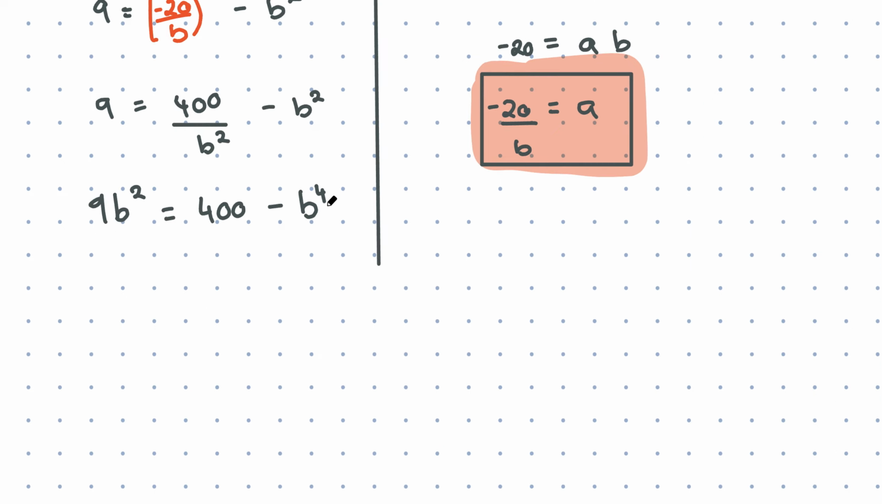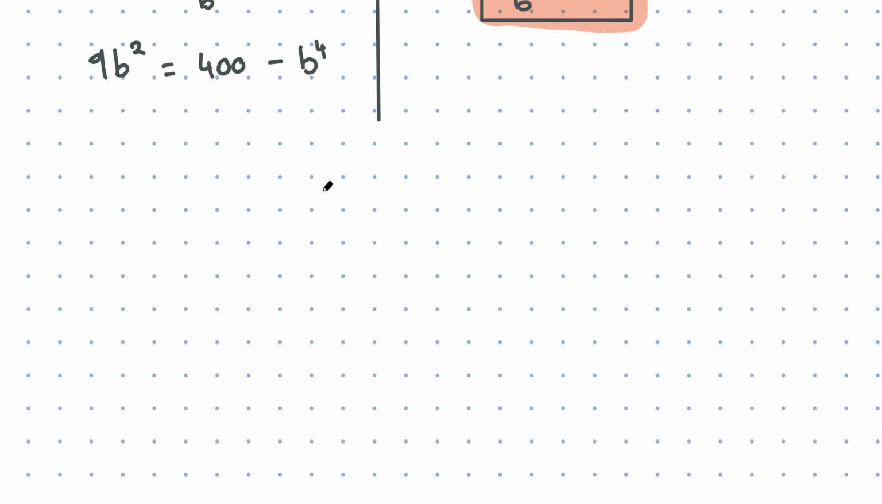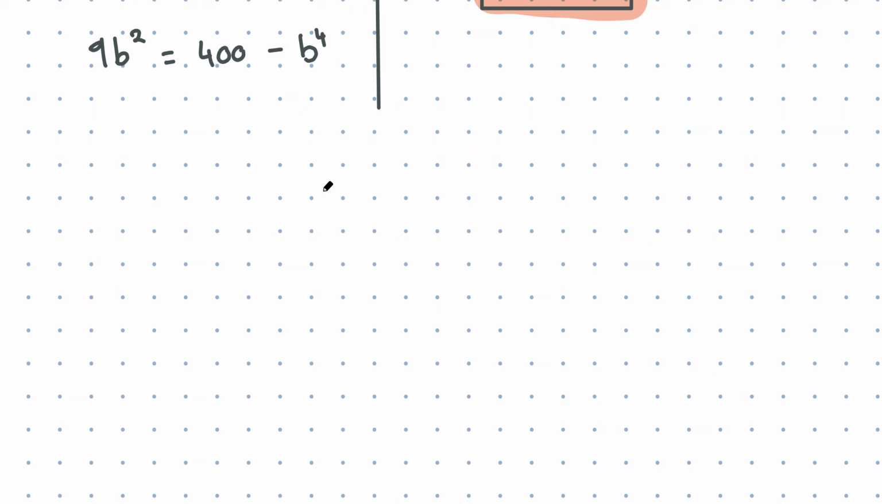The next thing I'm going to do is rearrange this equation so that it's structurally similar to other quadratics that I've answered. What I mean by that is I'd like to have all of the values on one side and have it equal to 0. To do that I'm going to add b to the 4 to both sides. So I'm going to have b to the 4 is equal to, I'm going to add it to both sides.